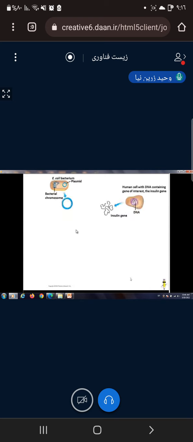So let's see how the experiment works. We're going to start with our E. coli bacterium. Here you can see its chromosome. Here you can see its plasmid. And then we've got a human cell. And this human cell contains a nucleus, which contains DNA. And within that DNA is a gene for producing insulin. Now this is the correct gene. This produces good insulin.